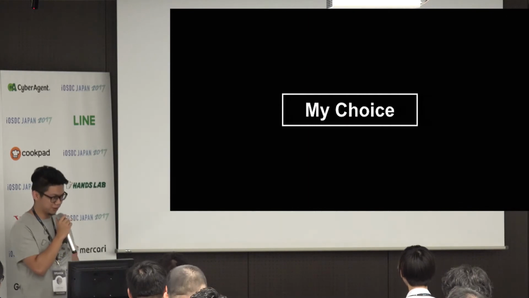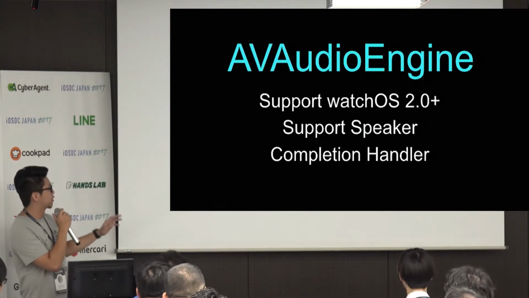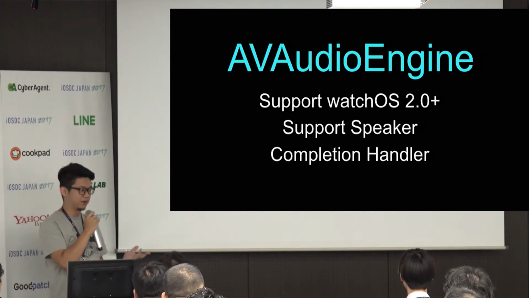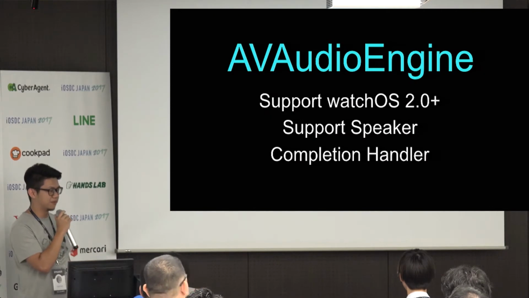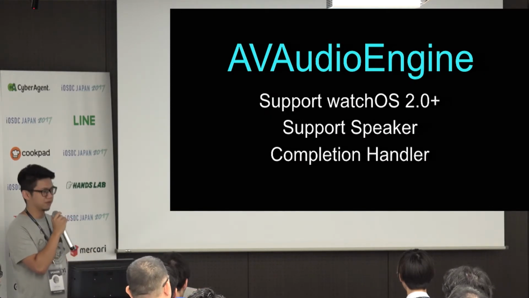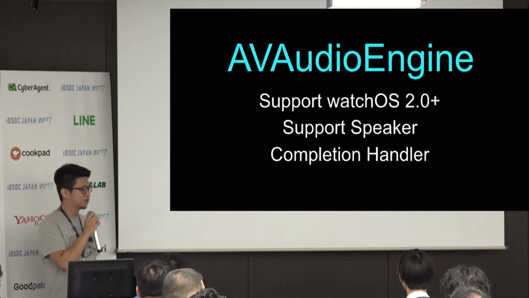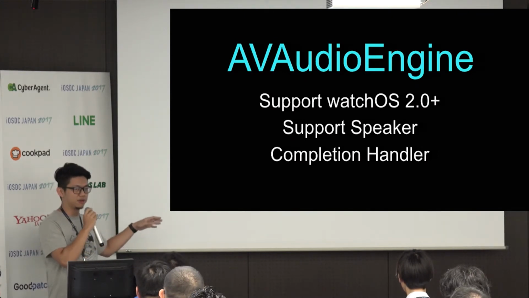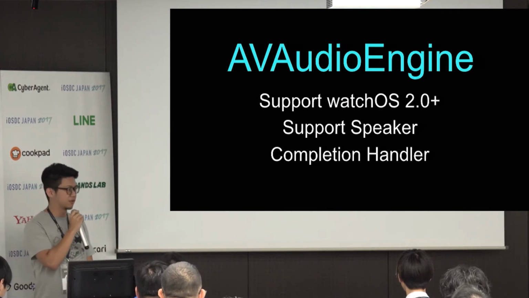Finally, my choice is AV Audio Engine because it supports all the watchOS versions, and we can play music through the speaker, which is a very big feature for me. It also supports completion handler. So now you can follow these 3 steps and make your own player on your Apple Watch. Let's move on to the second part.